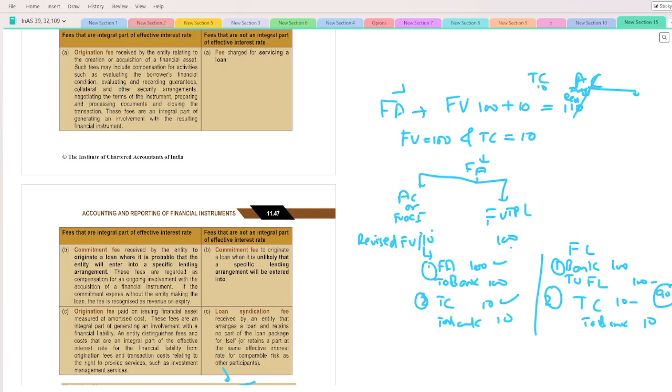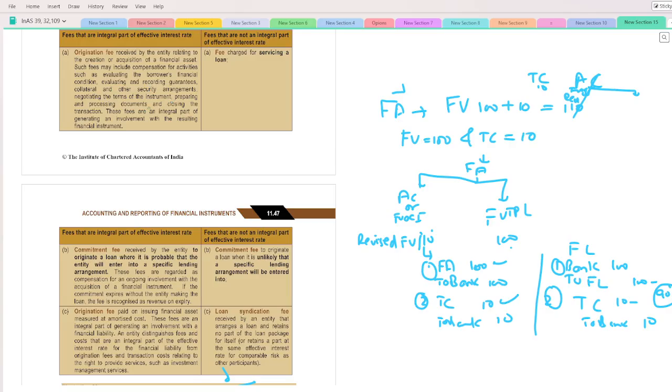So what is happening in the loan process is that you need to assess the credit quality of your customer. Second thing, is the customer providing any collateral or guarantee? That you need to see. So there also this processing fee will be charged for it.